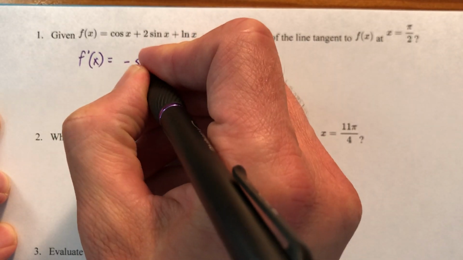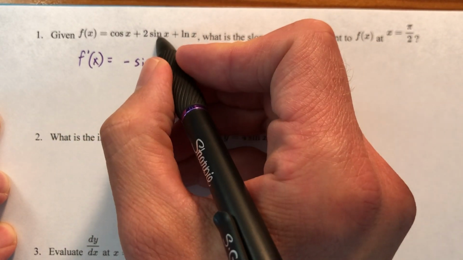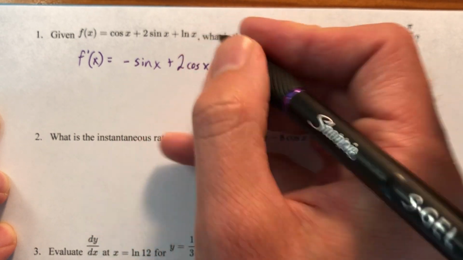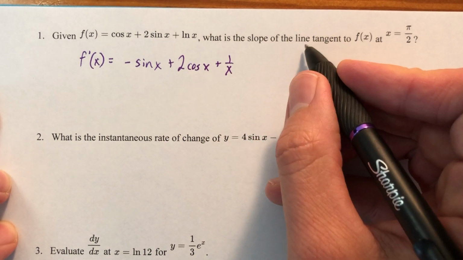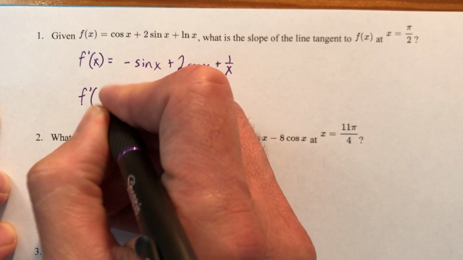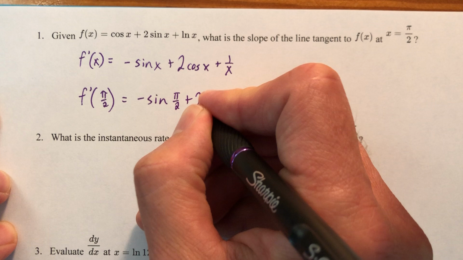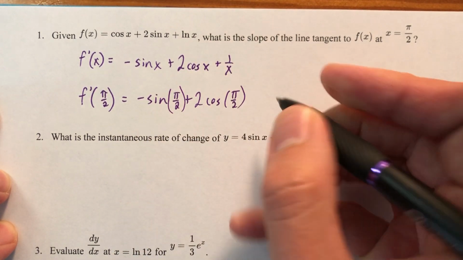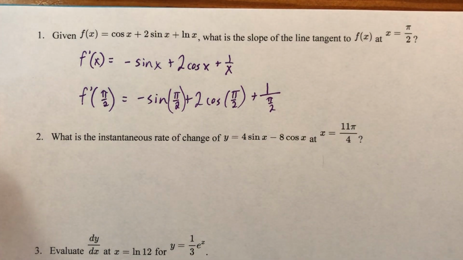So here we go, negative sine x plus, because cosine's derivative is negative sine, derivative of sine would be cosine, so we have 2 cosines, and then the natural log, the derivative of that is 1 over x. Then I want to know the derivative at a specific value, so that would be plugging in pi over 2. So negative sine of pi over 2 plus 2 times cosine of pi over 2, plus 1 over pi over 2. Okay, it's going to get gross, but that's all right.